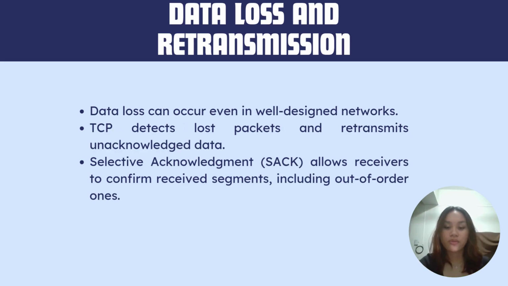For data loss and retransmission, even in the best networks, data loss can happen. TCP has built-in mechanisms to detect missing packets and retransmit them. One advanced feature used today is selective acknowledgement, or SACK. This allows the receiver to acknowledge which packets it has received, even if they arrive out of order, making retransmission more efficient.